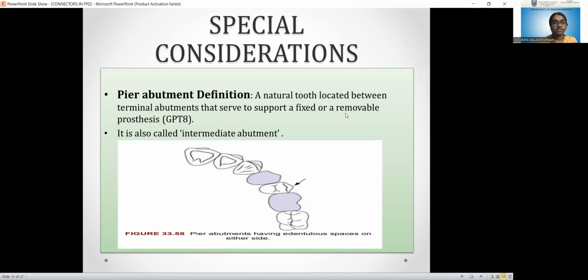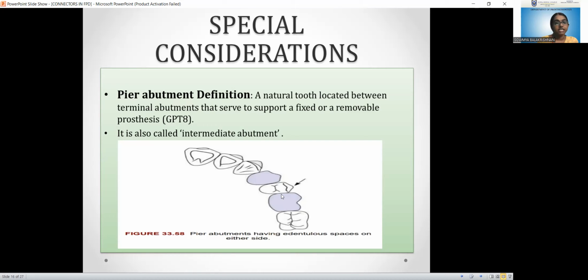Coming to the special considerations, because we have already discussed that the main indication of the rigid connection is the pier abutment situation, let's see what a pier abutment is. Next we are going to see what the special considerations are while planning an FPD. One situation is the pier abutment, and the definition is that it is a natural tooth which is located between the terminal abutments that serves to support a fixed or removable prosthesis. Here the pier abutment is a natural tooth located between the terminal abutments. You can see on either side of the pier abutment, the edentulous space.